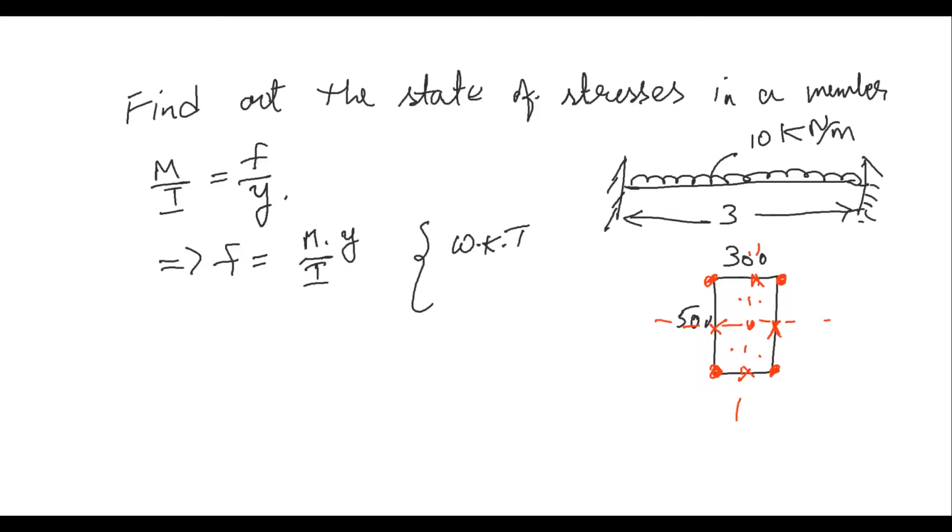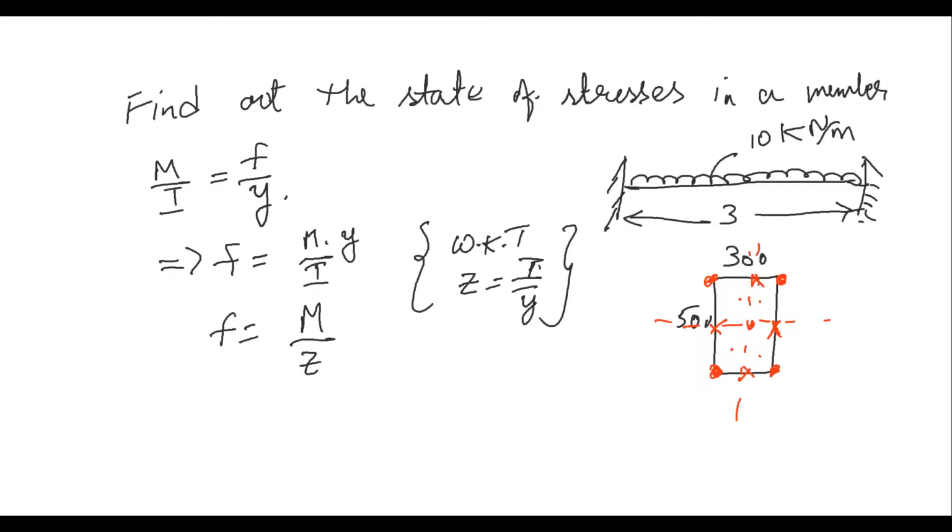We know that section modulus Z equals I by Y. So here in this equation, it is Y by I, so F equals M by Z, right? M by Z, and I by Y.